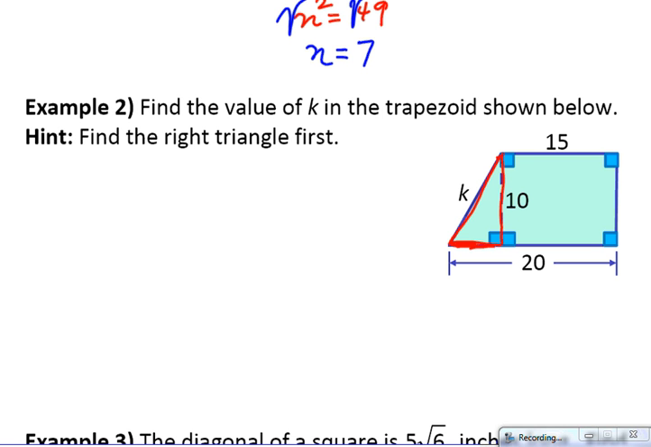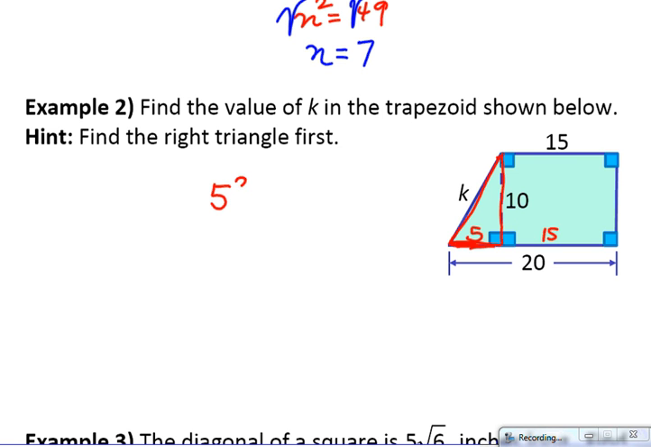So I need to calculate. I have one of the sides, one of the legs is 10, but I don't have the other one. But if you notice, along the bottom is a length of 20, along the top is 15. So that would mean that this length right there is 15 as well, since it's a rectangle. So if that length is 15, the entire length is 20, that means that this length must be 5. All right, so now we have our triangle, we have the 2 legs, and we're going to use that to figure out what k is.